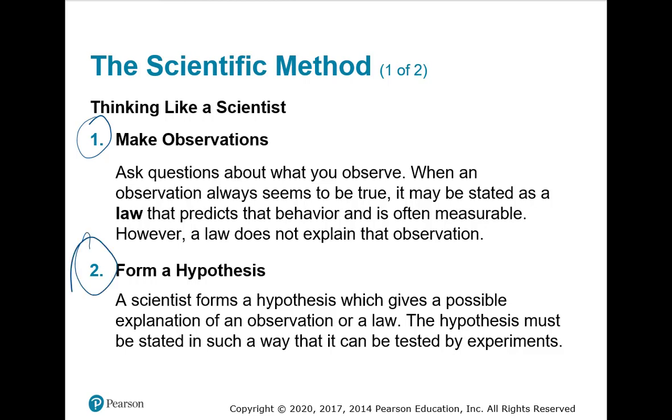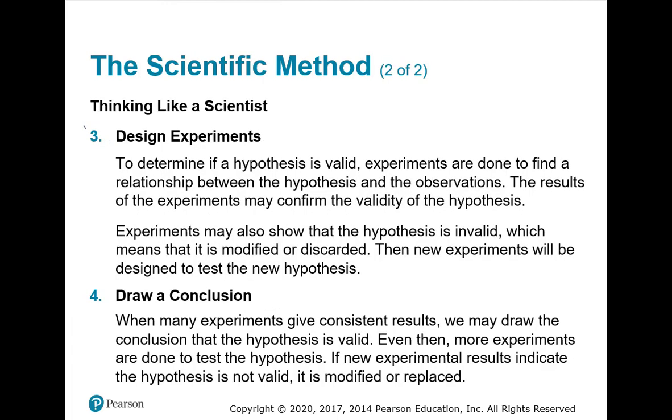We then form a hypothesis. Scientists form a hypothesis which gives a possible explanation of an observation or of a law. The hypothesis must be stated in a way that can be tested by experiments. Number 3, we need to design an experiment. To see if that hypothesis is valid, experiments are done to find a relationship between the hypothesis and the observations. If it's shown to be invalid, that means that it needs to be modified or just thrown out and we start a new experiment with a new hypothesis.